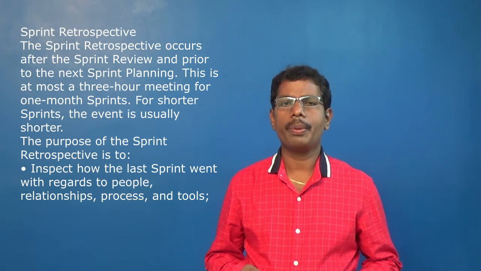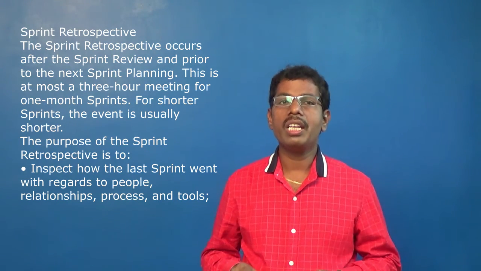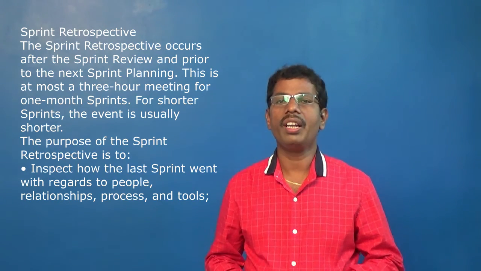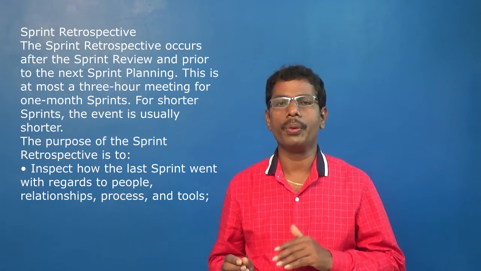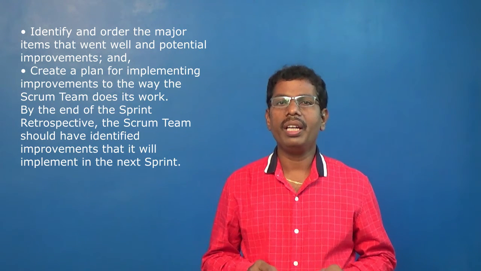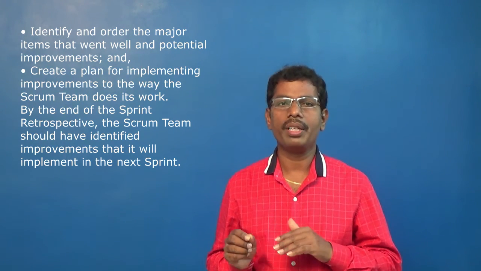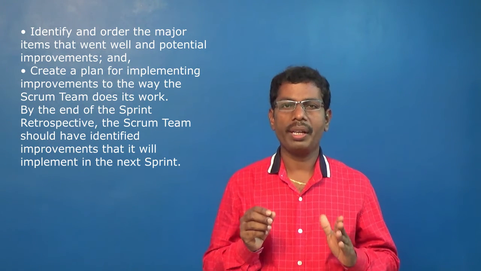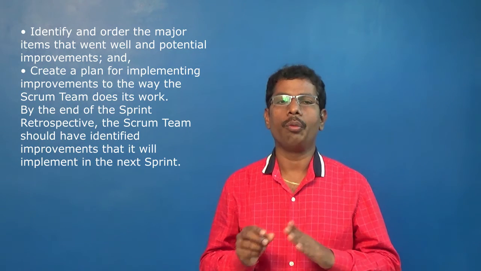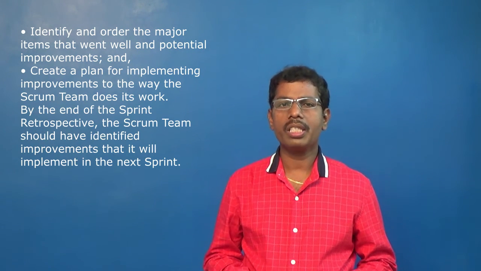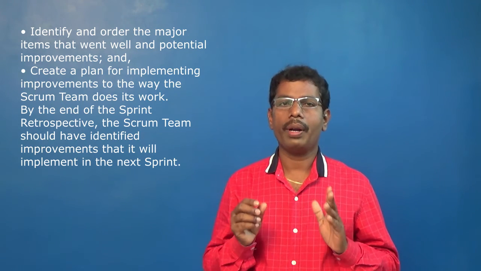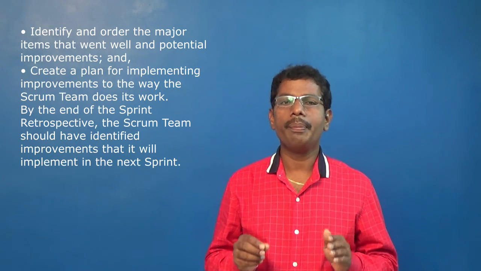The purpose of the sprint retrospective is to inspect how the last sprint went with regards to people, relationships, process, and tools. Identify and order the major items that went well and potential improvements, and create a plan for implementing improvements to the way the Scrum team does its work. By the end of the sprint retrospective, the Scrum team should have identified improvements that will be implemented in the next sprint.